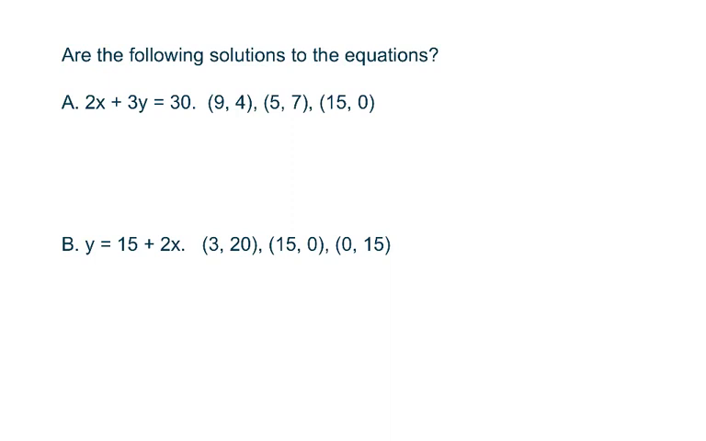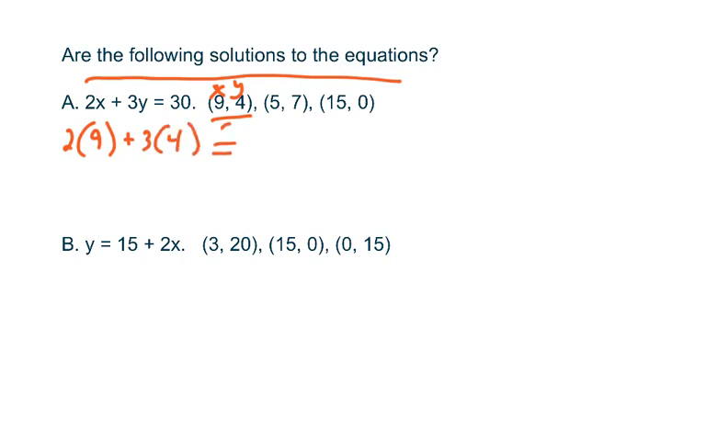So here are some examples. Are the following solutions to the equation? For question A, we have 2x plus 3y equals 30. Let's start with 9 comma 4. So the 9 is the x and 4 is the y. So 2 times 9 plus 3 times 4. And we want to know, is that equal to 30?